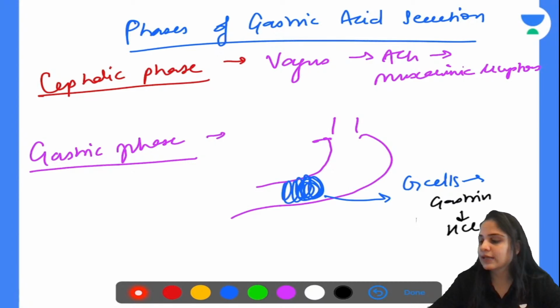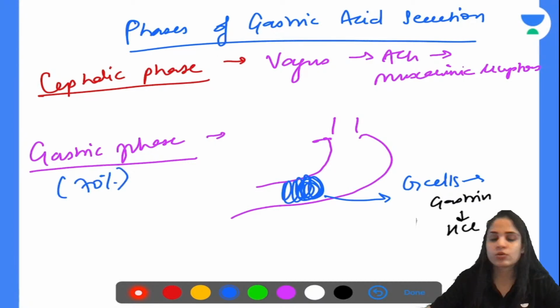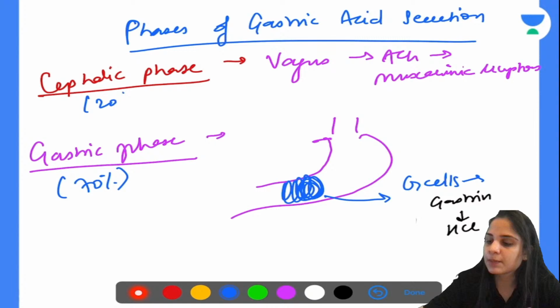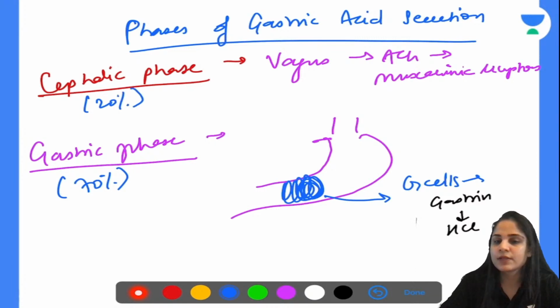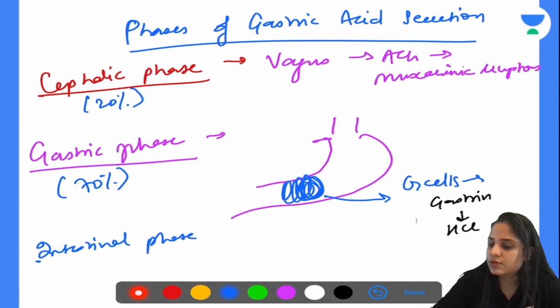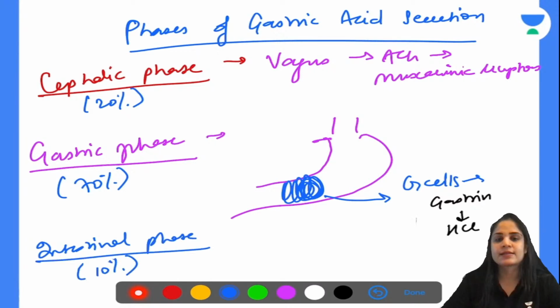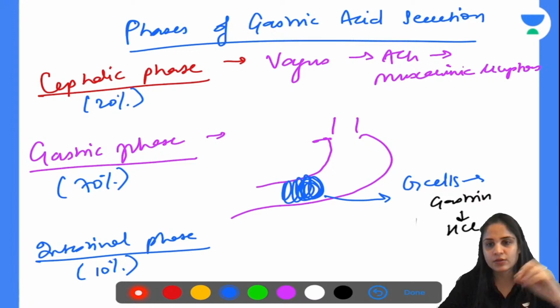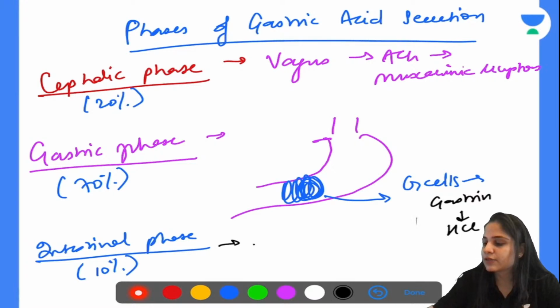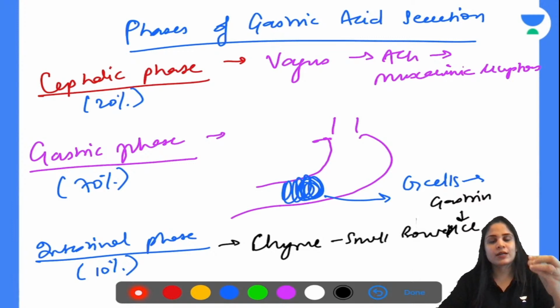Literally 70% of the total hydrochloric acid secretion depends on the gastric phase. Then you have 20% depending on the cephalic phase, and the last phase that we have is your intestinal phase. So 10% of your gastric acid secretion depends on the intestinal phase. This occurs when the food enters into the intestine, and there will be release of digested food or chyme into the small bowel.